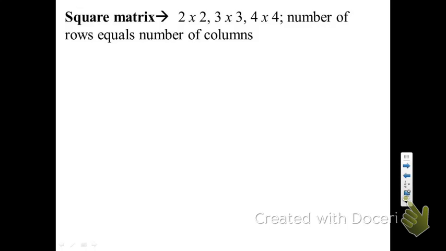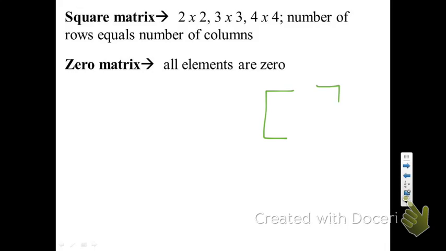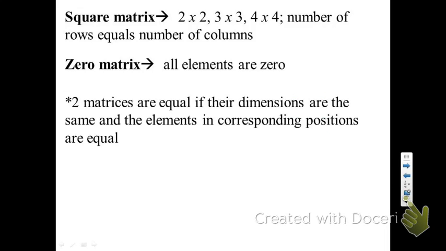A square matrix is where the dimensions of the rows and the columns are equal. So we have a 2 by 2, a 3 by 3, a 4 by 4, and we could continue on. The zero matrix is when all the elements are 0. So I'll give you a square matrix. It's a 2 by 2, and all the elements are 0. And then I have 2 rules here.